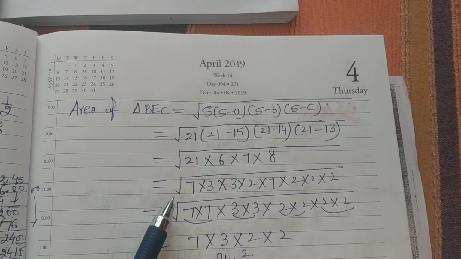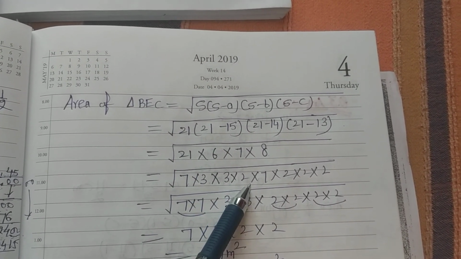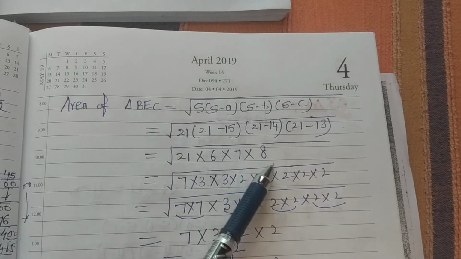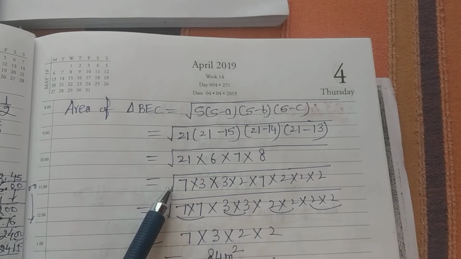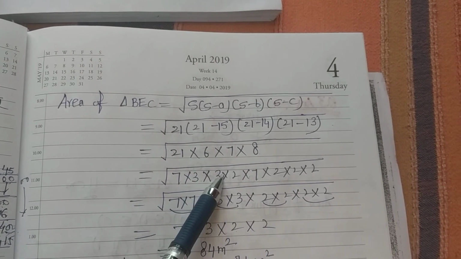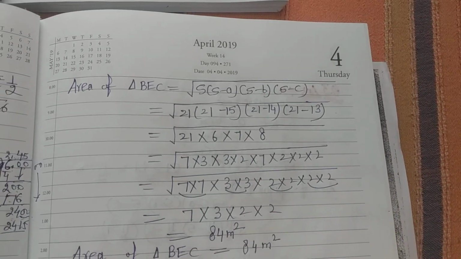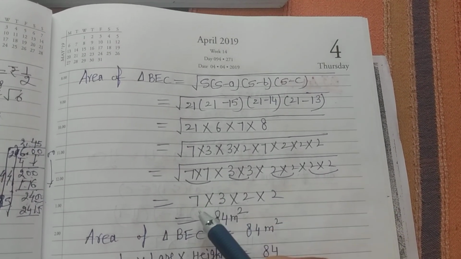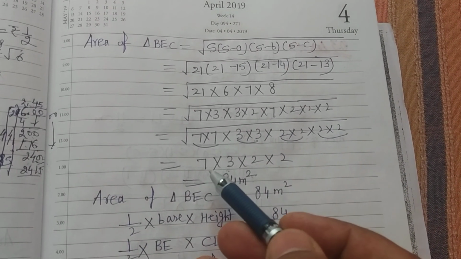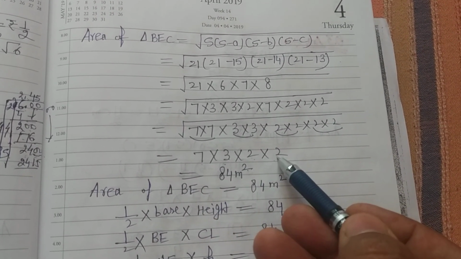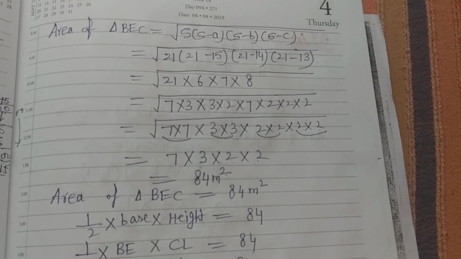Now we will do prime factorization. So 21's prime factorization is 7 into 3, 6's is 3 into 2, 7 as it is, and 8's is 2 into 2 into 2. So it is 7 into 7. Now we will write all the same terms together. So 7 into 7, 3 into 3. Now 2 is coming 4 times. So all the 2s are together, and after that we will complete the pairs. So pair of 7 completed, then pair of 3 completed, pair of 2 completed, another pair of 2 completed. So 7, 3s are 21, 2s are 42, 2s are 84. So the area of the triangle is 84 meter square.